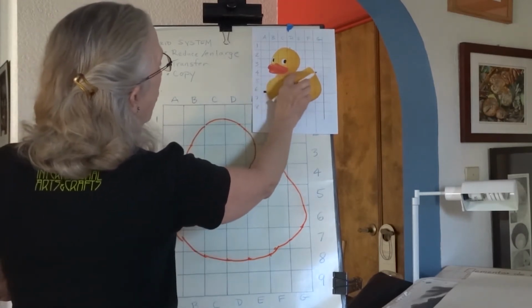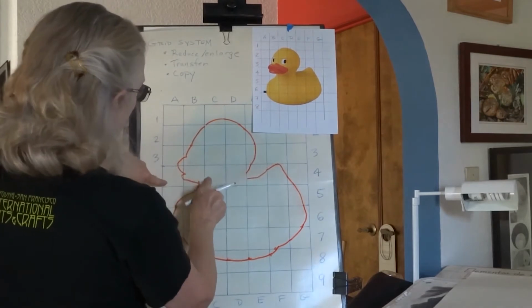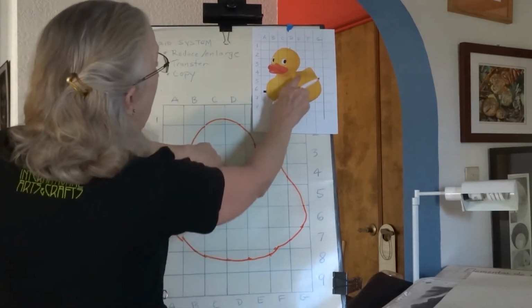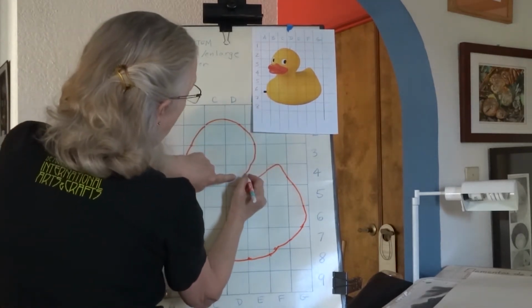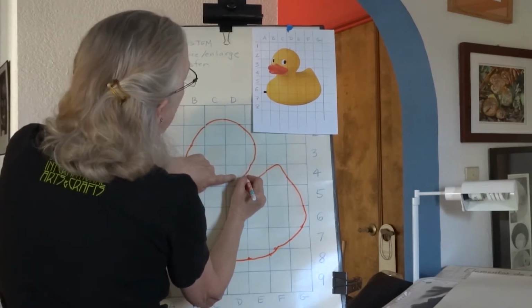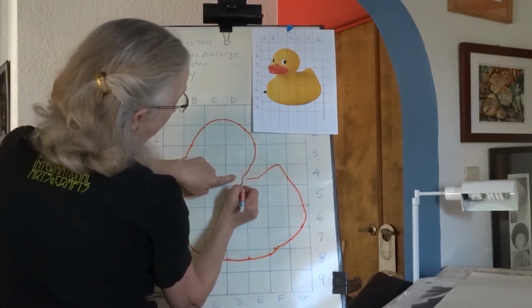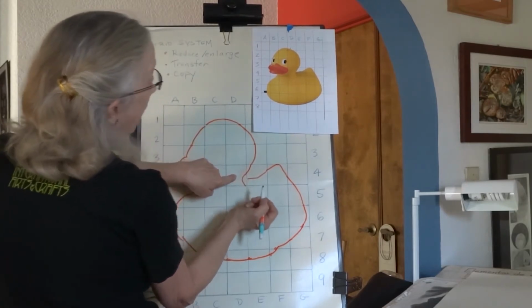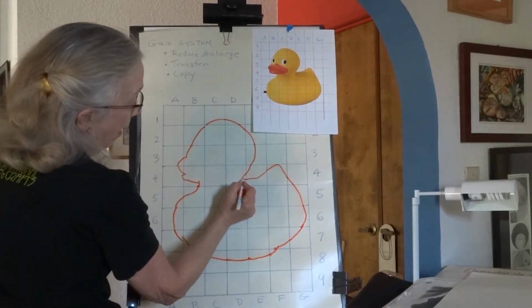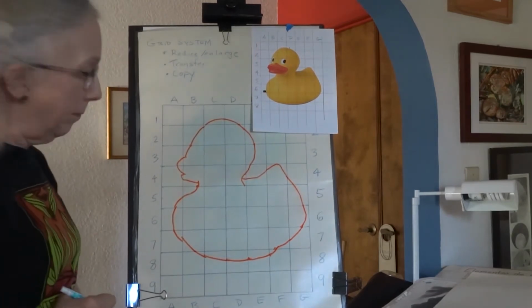So I'm going to come into square 4D, and show how the line for the rubber duck's head and neck comes down into here. And then this line comes here. Does that make sense to you?